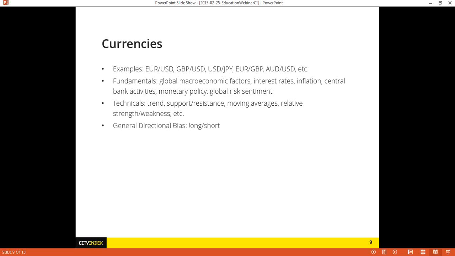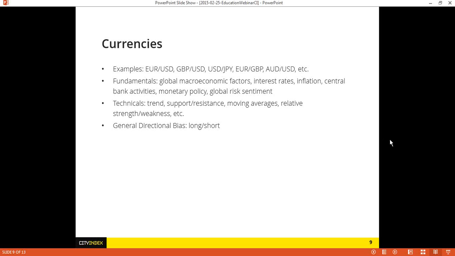Okay. So on the currencies, the general directional bias, there is none. It's going to be long or short. If the euro dollar goes up, that means the euro went up against the US dollar, or the US dollar went down against the euro. If the euro dollar pair goes down, that means the euro went down against the US dollar. It also means the US dollar went up against the euro. If that seems confusing, it can be in the beginning, but it's just something you need to learn. So again, if the euro dollar goes up, the euro went up, the dollar went down. If the euro dollar goes down, the euro went down, the dollar went up. So there is no general directional bias.